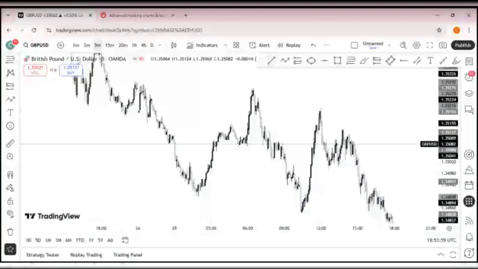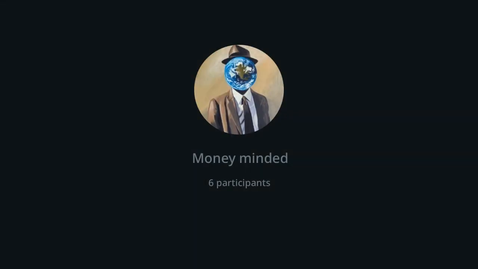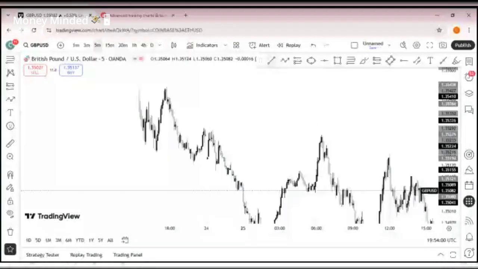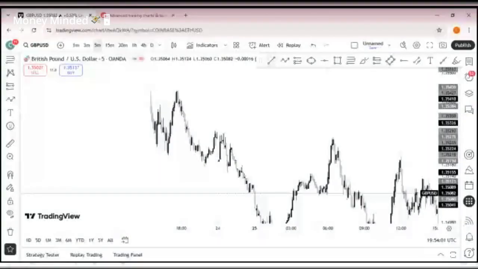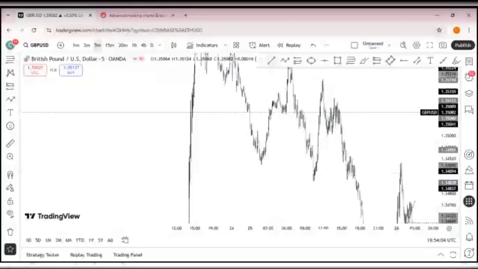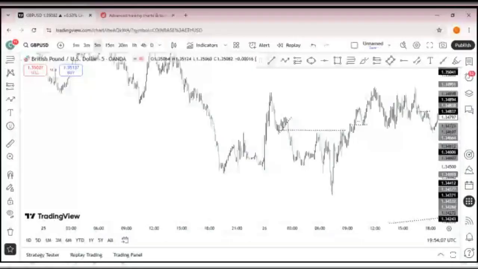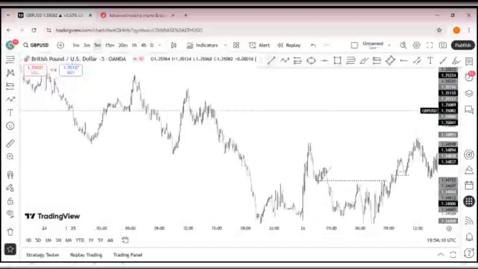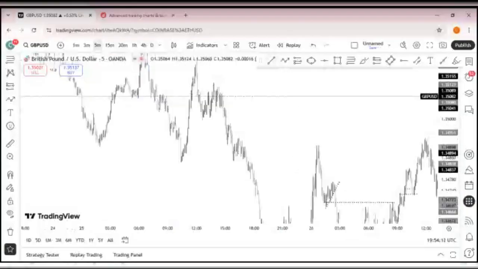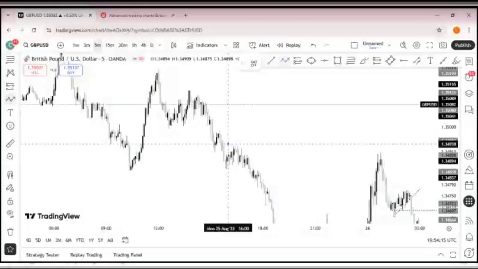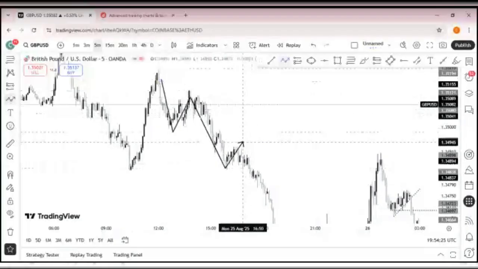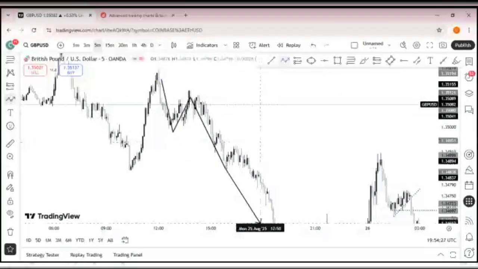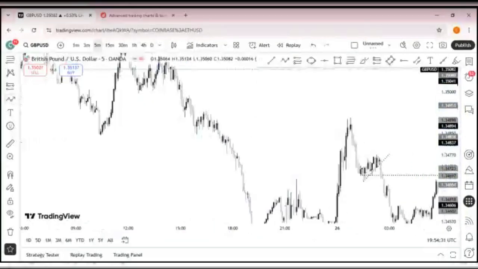Let me look for another one. Here is a perfect example. This was supposed to be another block zone. Price is supposed to come and tapped on it, gave structure like it was about to go to the upside, and proceeded to break it downwards.